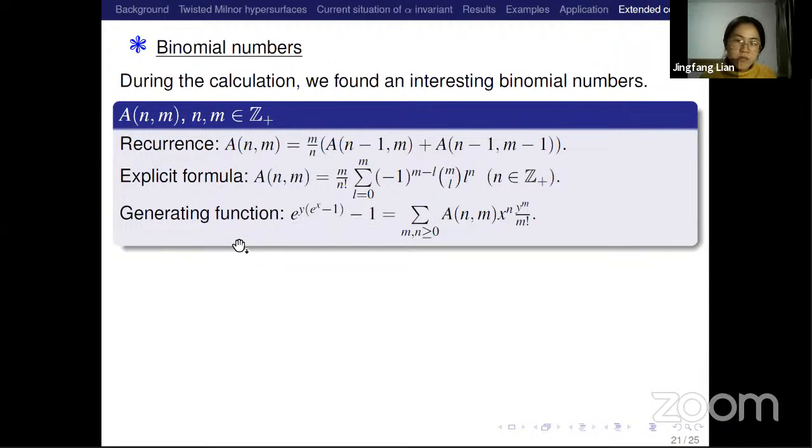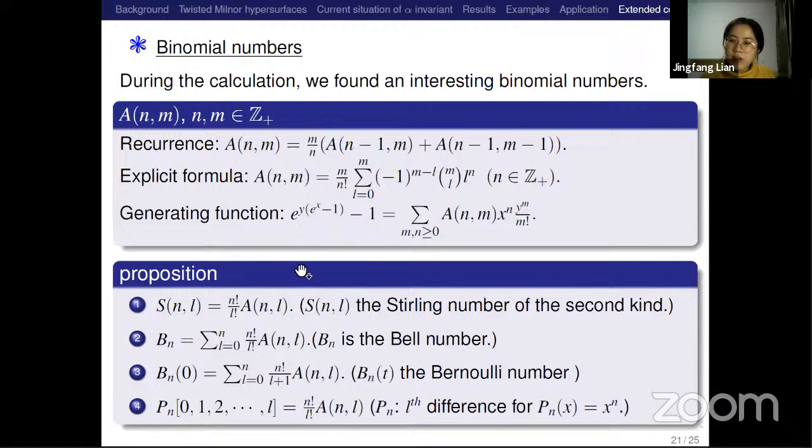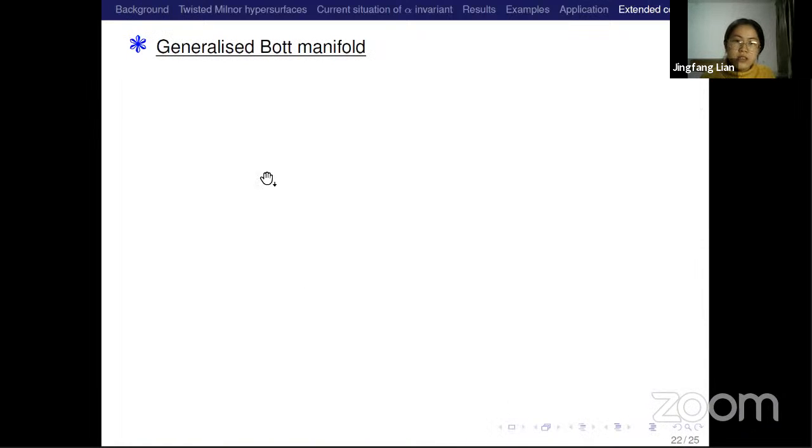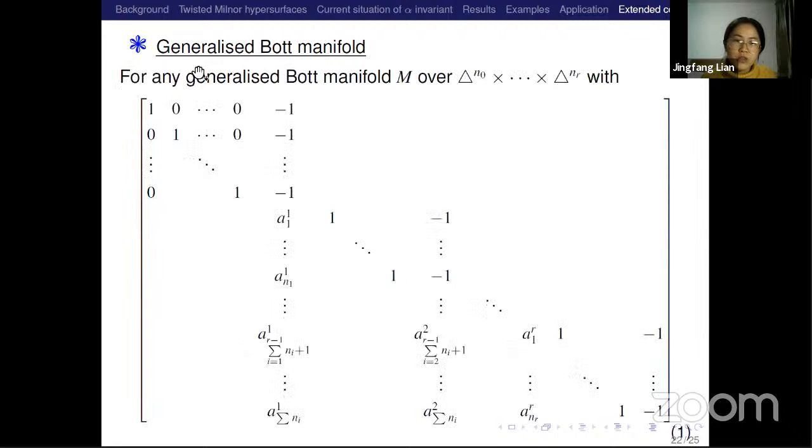number theory. And with further investigating, we also found there are some close links with some important numbers in number theory, such as the Stirling number of the second kind, the Bell number, and the Bernoulli number, and it can also be expressed by differences. And in fact, using our method to calculate the alpha invariant, we can also give the alpha invariant of a hypersurface of a generalized Bott manifold. Since there is a time limit, I will not say much about the generalized Bott manifold.